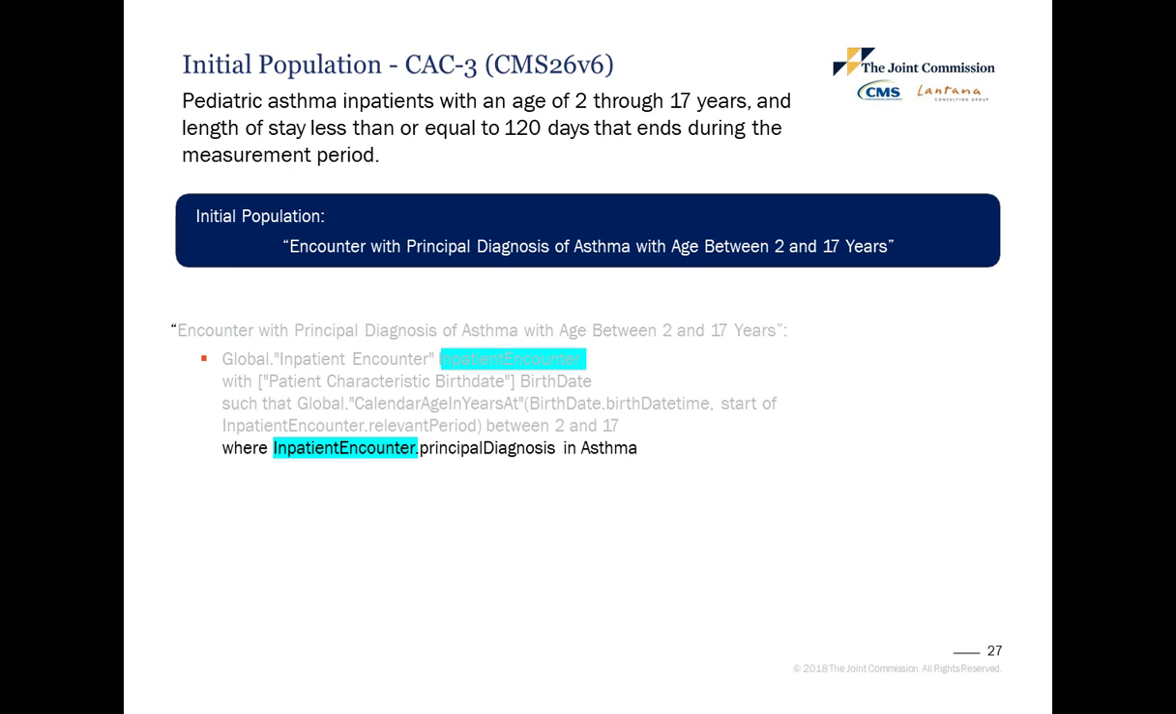And third, the patient has a principal diagnosis in the asthma value set. Principal diagnosis is an attribute of the encounter performed data type.